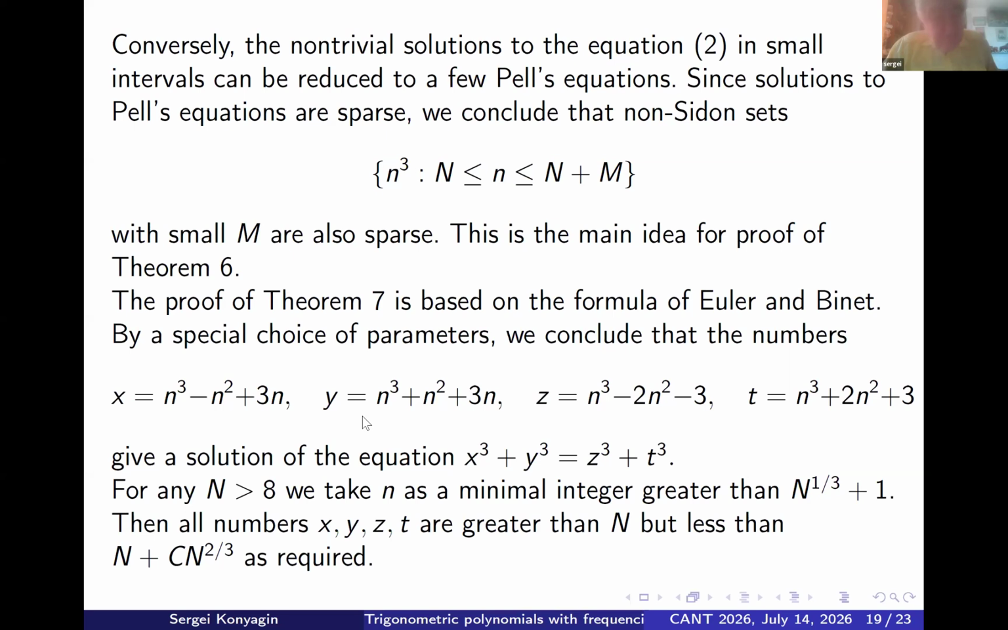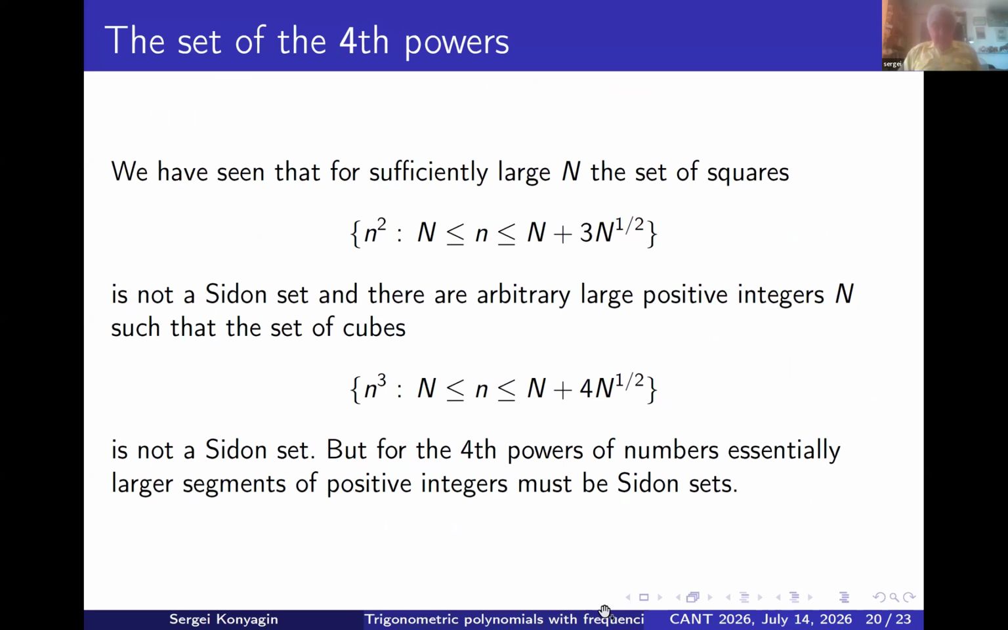And now we can turn to the fourth powers. So let me recall what we have for squares. For sufficiently large n, this segment is not a Sidon set. What do we have for cubes? For infinitely many n, not for all n, but for infinitely many, this segment is not a Sidon set. But for the fourth powers, the situation differs.